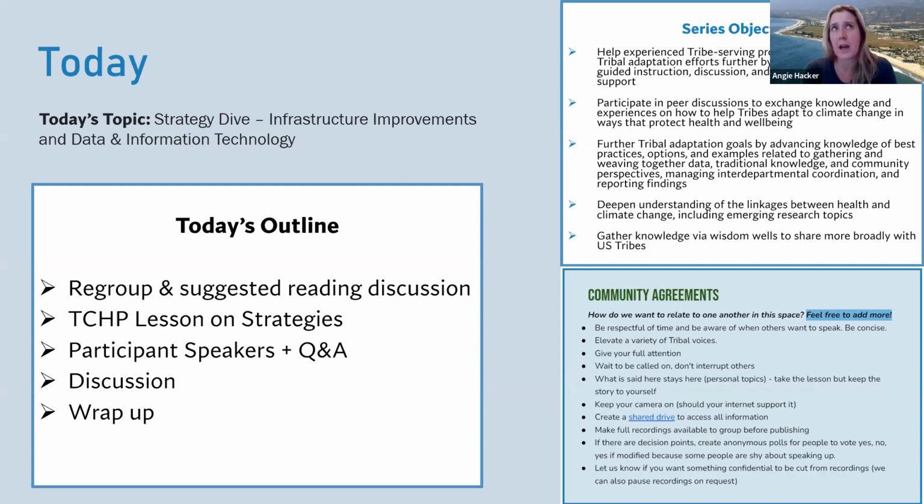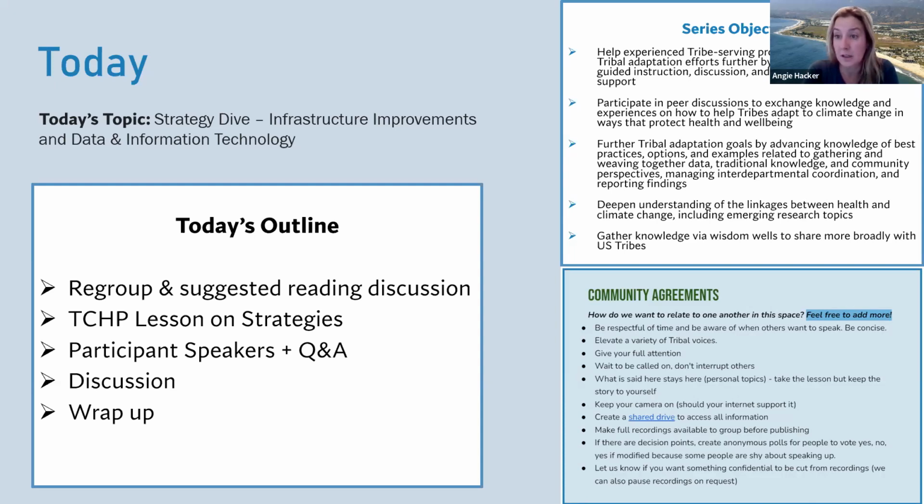Today's outline is kind of structured a lot like the last one. Last time we talked about a different strategy dive. We looked at community engagement, was a lot of what we talked about. Today, we're going to talk about infrastructure improvements, and that's one category. And another category, data and information technology. So I'll remind you the context of what those categories really mean, but we are going to do what we always do, which is open up with the reading discussion. So we had talked about a reading last time. We'll give some time to chat about it. We have a short lesson just to prime the pump on these kinds of strategies. And then we want to invite everybody to share their own experiences.